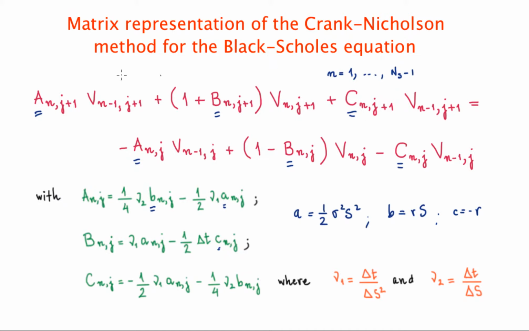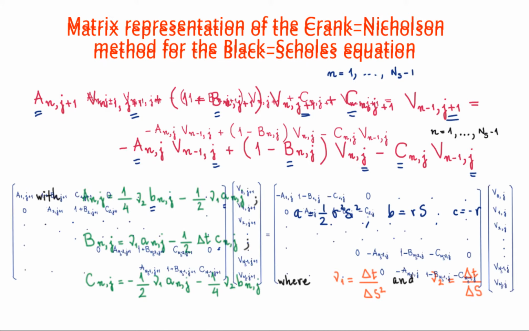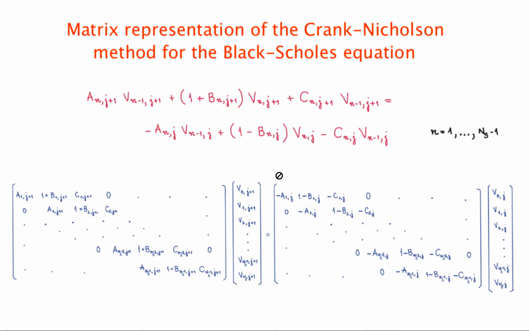The main difference here is that we have a matrix on the left, where everything depends on j plus 1, and another matrix on the right, where everything depends on j. So the matrix representation is given by all this expression here. This is the matrix we have here on the left, with a column, and this is the matrix we have here on the right. So we have two matrices, and if you remember, these two matrices are non-square matrices.